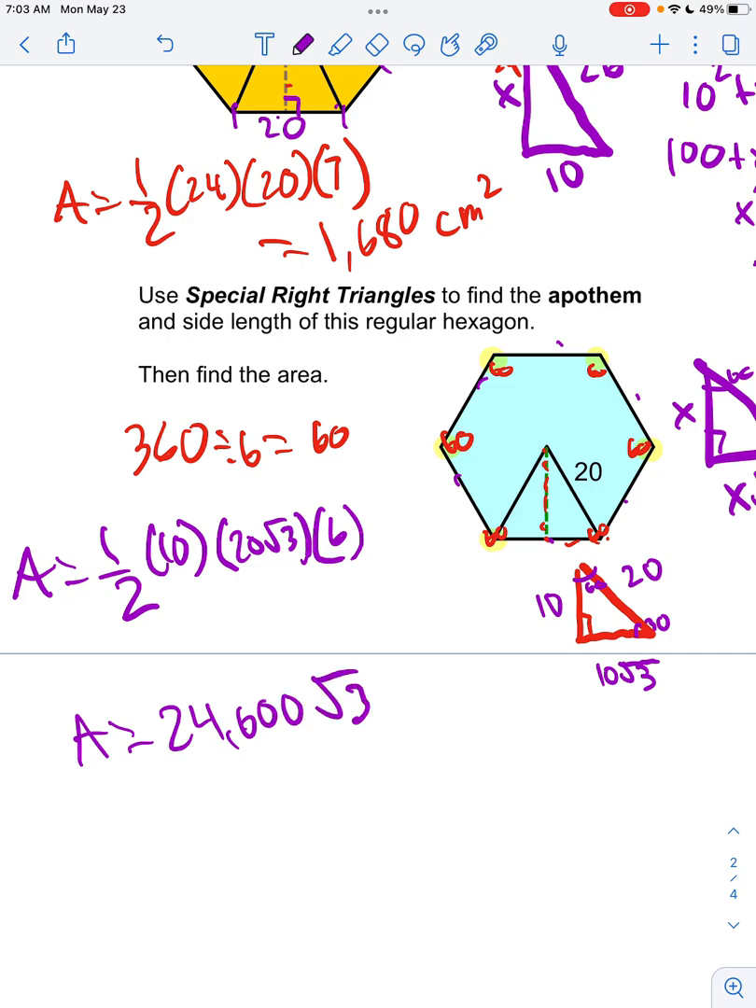It's going to give me 24,600 square root 3. And again, you could multiply that out times the square root of 3. You get approximately 42,608.45. So again, if your answer was just in square roots, it would be 24,600 square root 3. If you wanted to get a total number, you could do it like that.